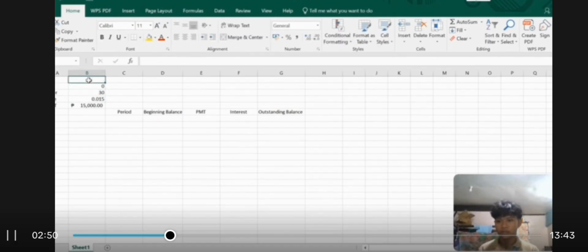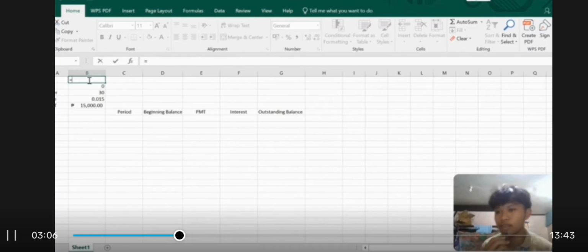And then why is it 0? It is because this is our beginning balance. So we need to get the future value, guys. So to get the future value, just put equal. By the way, why do we need to put an equal sign? We need to put an equal sign because it tells Excel that this is a formula and not just text. So, let's go back to getting the future value.